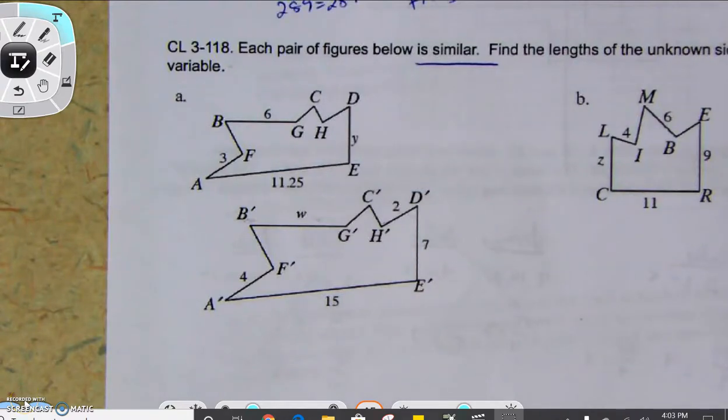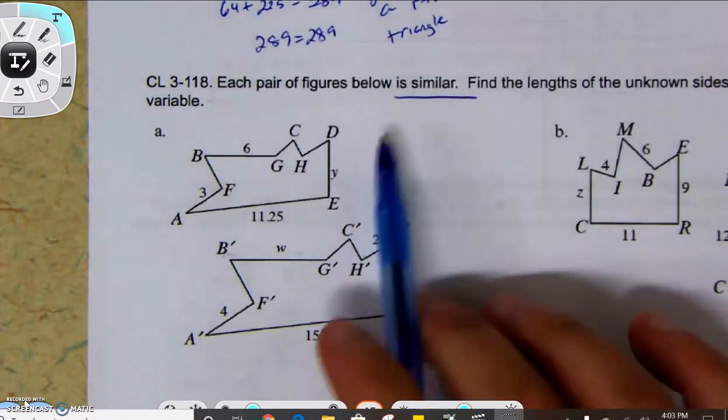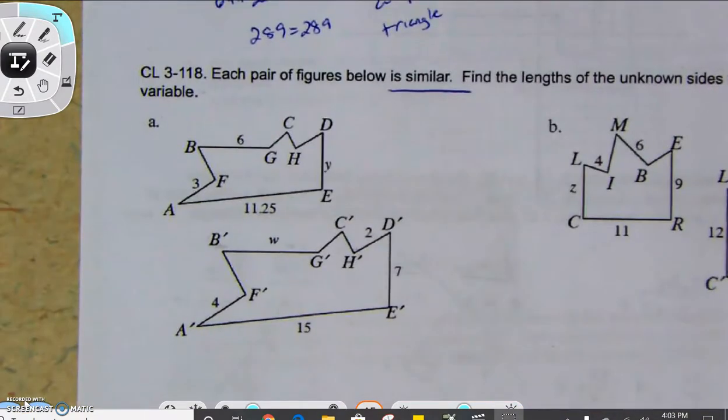Video 2, because the first one did not fit all, unfortunately. I'm at a 15-minute max limit, so I'm going to try to finish these in this next video. Each pair is similar, and that's important because if things are similar, I'm able to set up proportions.